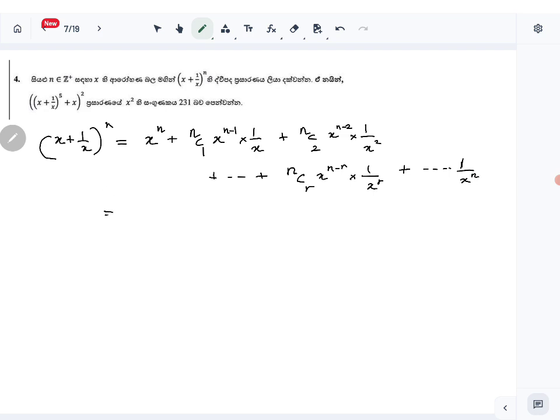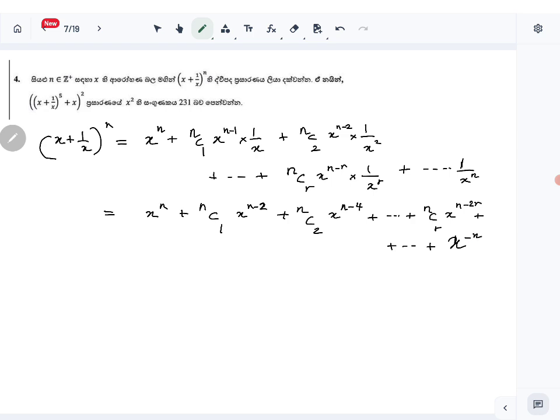Right, let's simplify this quickly. The powers: x^n plus nC1 x^(n-2) plus nC2 x^(n-4) plus... The main term we are looking at is the general term nCr x^(n-2r). That's the general term. So for the rest of the question, that is what is important to us. And x^(-n), right? So that is the expansion.